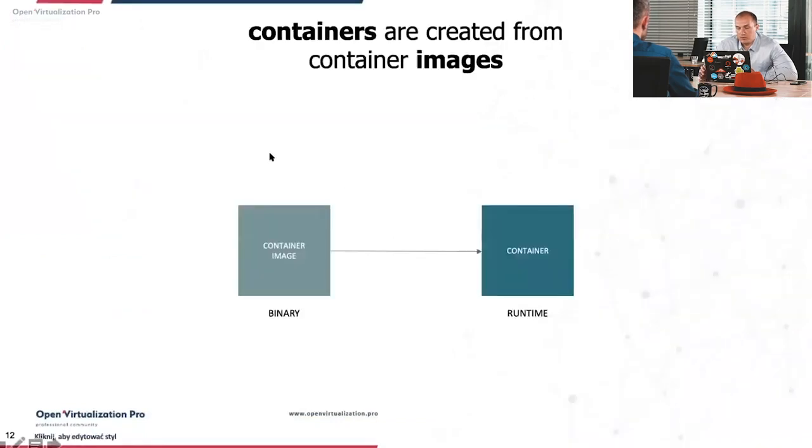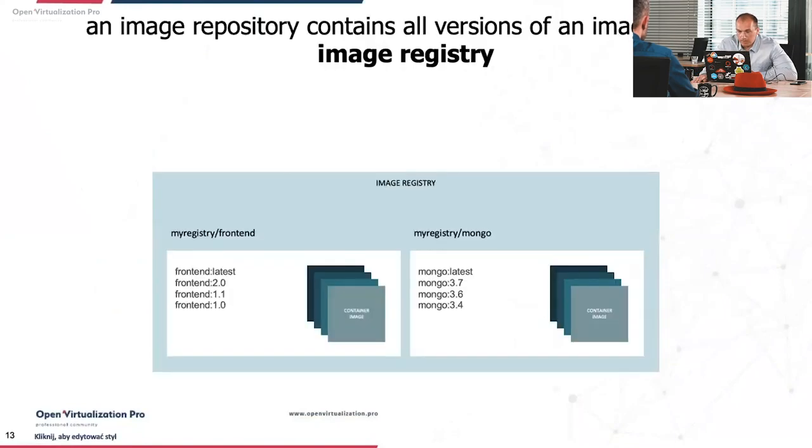As I mentioned before, what we need, of course, is the container. So it means that you need to build an image with that container. We will also need a place to store our images, and this component is called the image registry. As you can see here, it also provides versioning functionality.